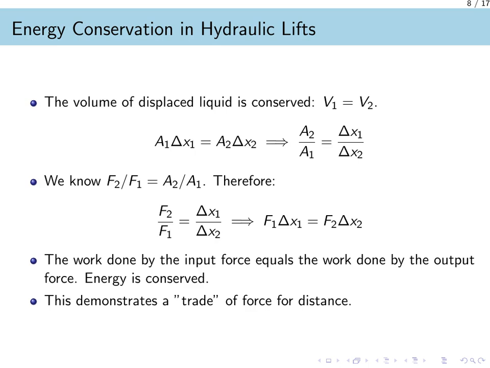From our previous discussion of Pascal's law, we know that the ratio of the forces, F2 over F1, equals the ratio of the areas, A2 over A1. By combining these two relationships, we find that F1 times delta x1 equals F2 times delta x2. This is a very important result. The quantity force times distance is work. This equation shows that the work you put into the system is exactly equal to the work you get out.